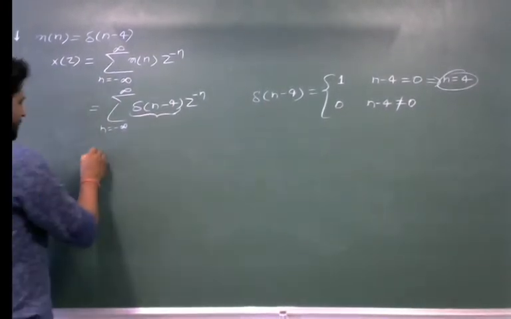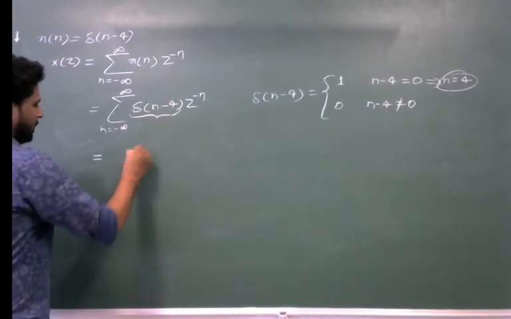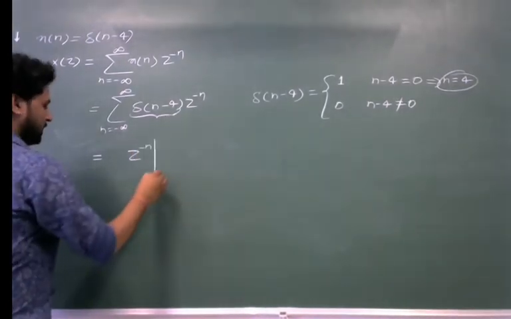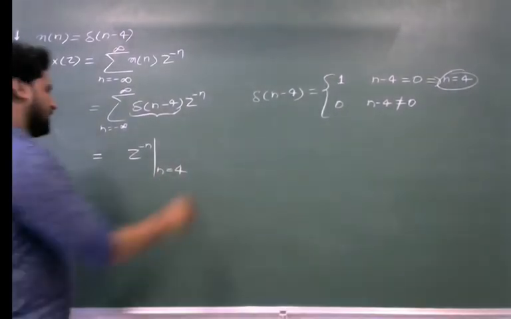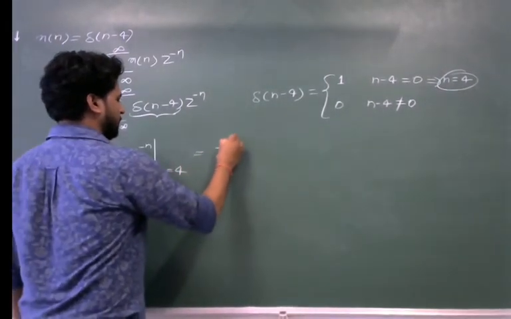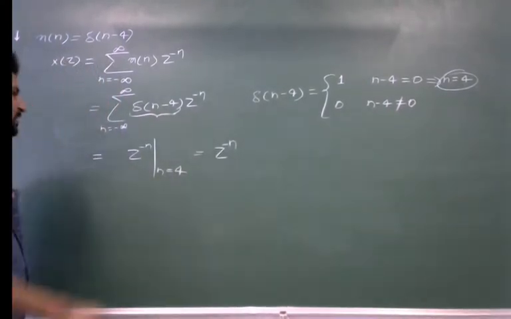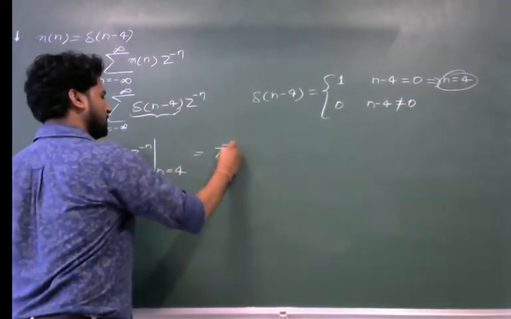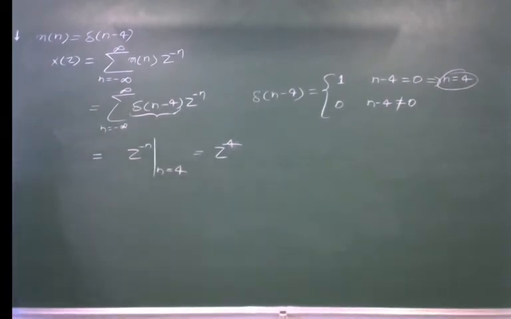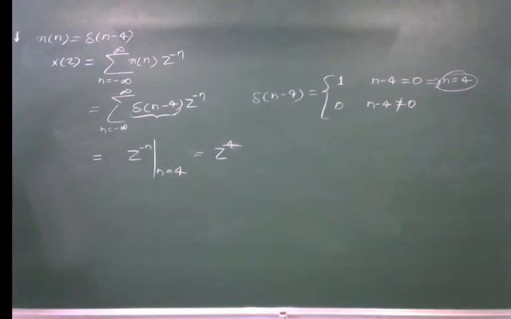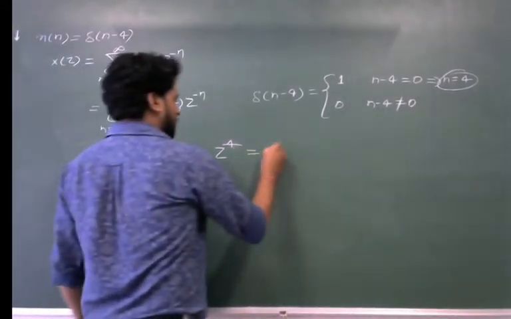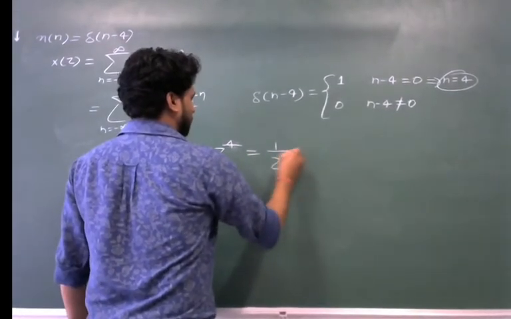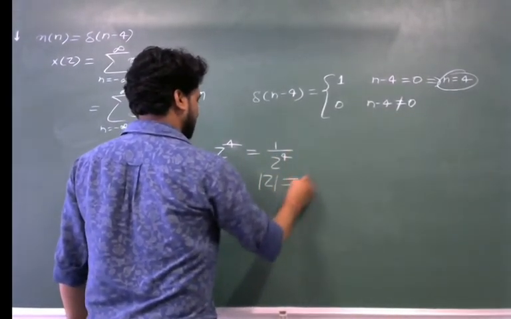So it means that this will give z power minus 1, but when n is equal to 4, this will become z power minus 4. Again, this is for all values of z. Z can take any value except z equal to 0, because this is equal to 1 upon z power 4. So mod of z cannot become 0.